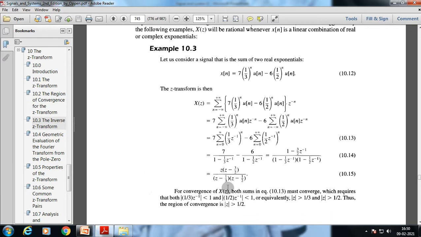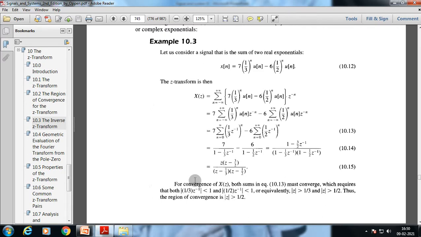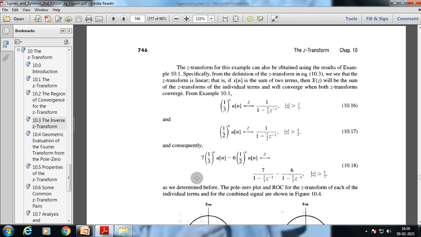For convergence of X(z), both sums in the equation must converge, which requires that both |(1/3)z^(-1)| be less than 1 and |(1/2)z^(-1)| be less than 1, or equivalently |z| greater than 1/3 and |z| greater than 1/2. Thus the region of convergence is |z| greater than 1/2.